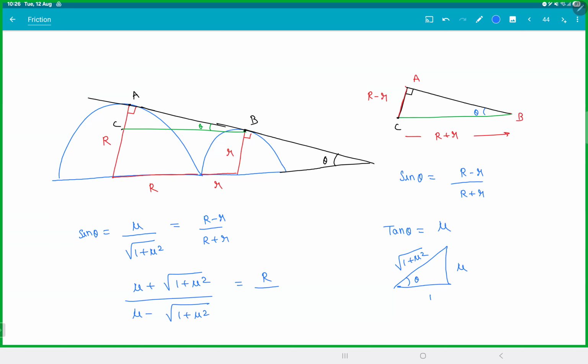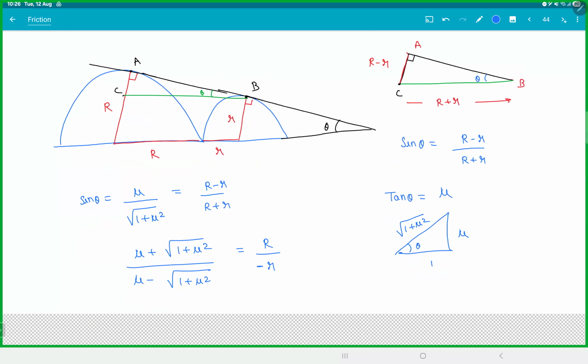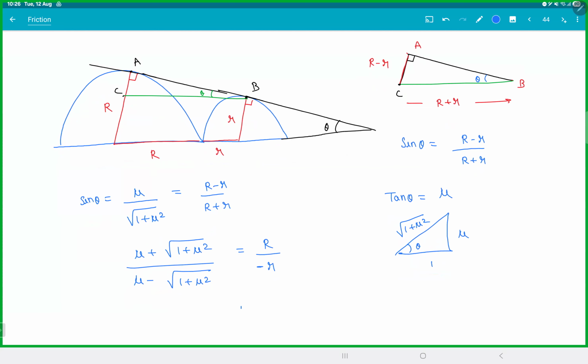That will become R by minus r. So send the minus that side, and you will get the answer. Clear with this? So the final answer is this. R by small r is root over 1 plus mu square plus mu. Check. I think maybe you goofed up the geometry. Clear with this?